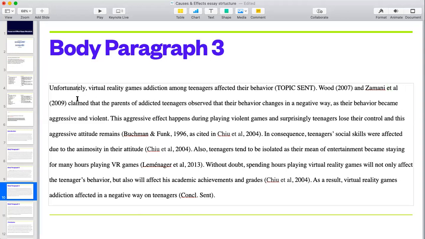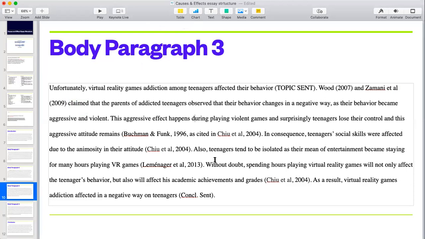So they claimed it's very important to use these signal phrases and action verbs, as we said before in class, because they make synthesis stronger, right? So the parents of addicted teenagers observed that their behavior changes in a negative way as their behavior became aggressive and violent. This aggressive behavior, she should say behavior effect, happens during playing violent games, and surprisingly teenagers lose their control and their aggressive attitude remains. And then she keeps explaining.